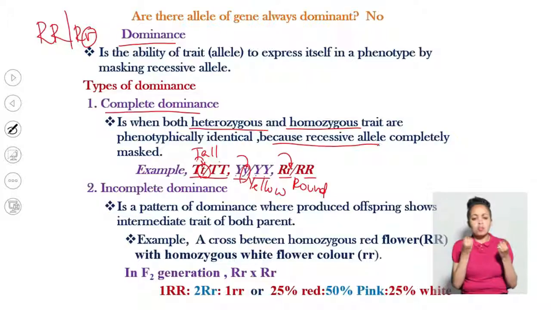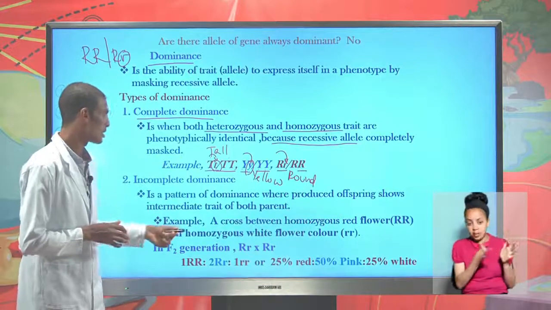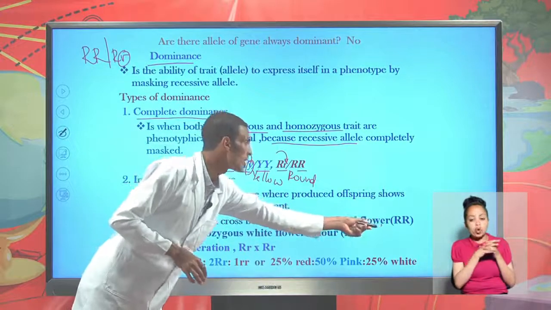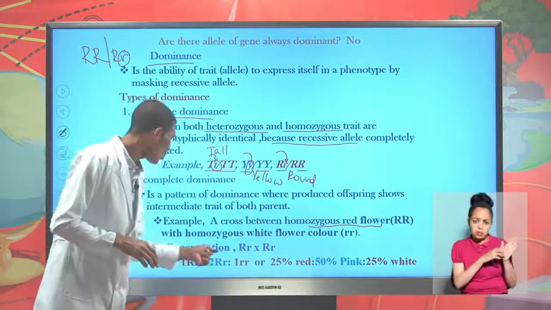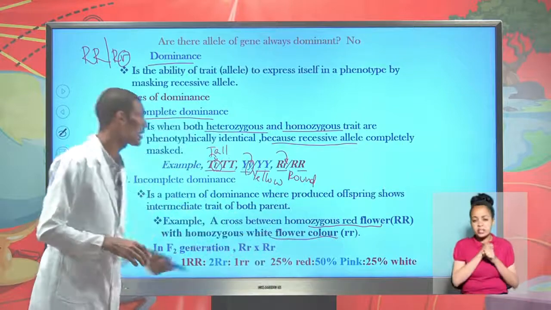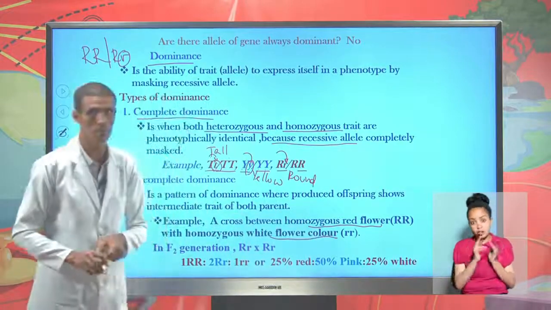Incomplete dominance is mostly observed in flower color expression. During incomplete dominance, when the heterozygous shows an intermediate trait of both parents, it shows an intermediate character of the dominant and of the recessive one. For example here, there is a cross between homozygous red flower color, which is represented by R capital, with homozygous recessive white color, which is represented by R small.